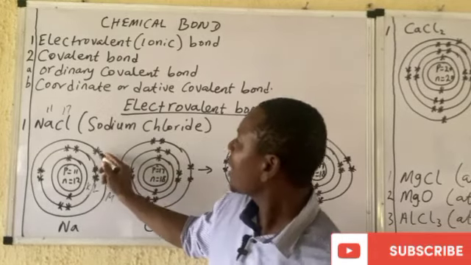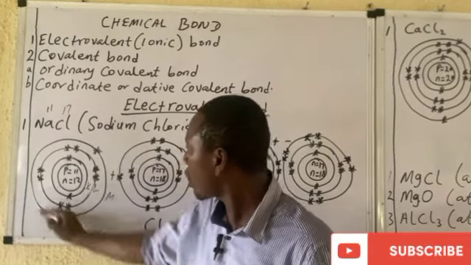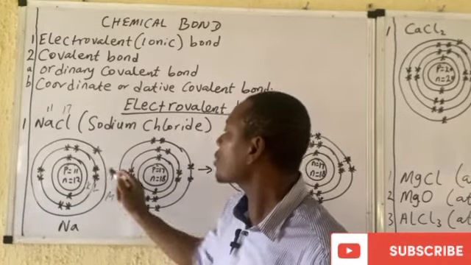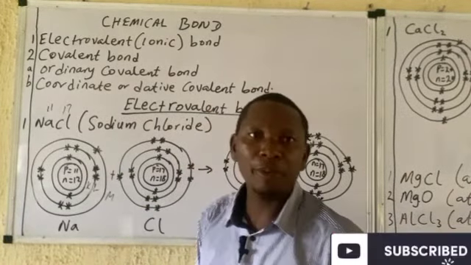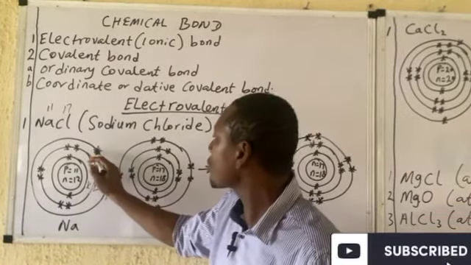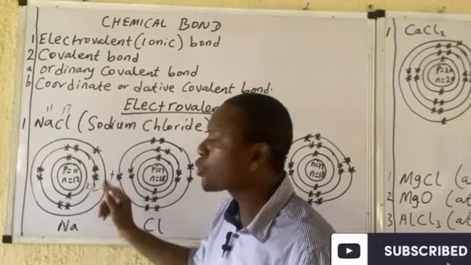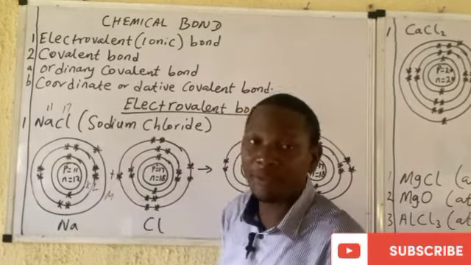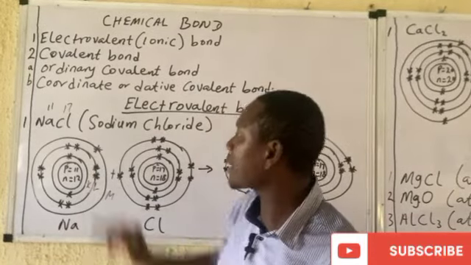Now note that this last shell has just 1 electron, but it can take 8 electrons to be filled. Is it easier for this atom to get 7 or to give out the 1? It is actually easier for it to give out the 1. So note that.